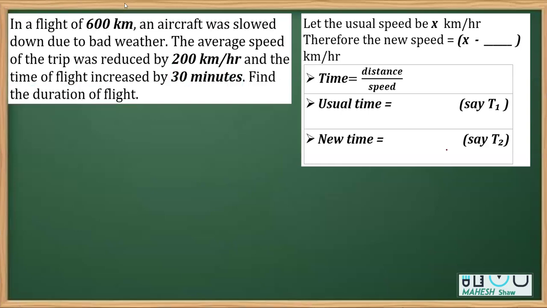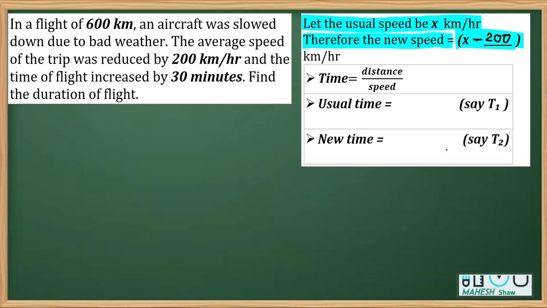Well, we have some standard format of doing this kind of questions, like we take the usual speed as x, and the new speed could be x plus something or x minus something. Over here, I can say it is x minus 200 because the speed is reduced by 200. So we got the new speed as x minus 200.